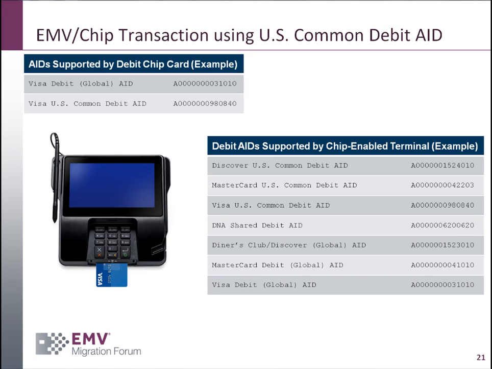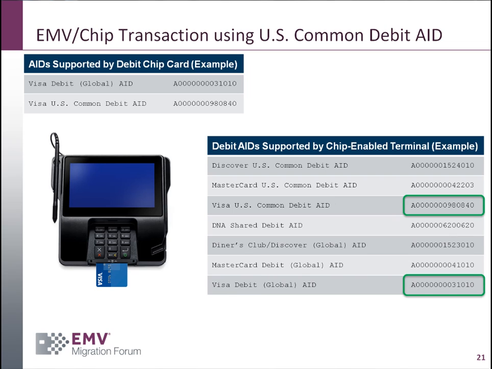The terminal asks the chip card which AIDs it supports, and the chip card responds with the two AIDs it supports. The terminal then checks its own list to see if it supports either of those AIDs. In this example, the terminal supports both of the AIDs that the chip card supports. If the terminal were to select the Global Visa AID, then the transaction should be routed to a Visa network.